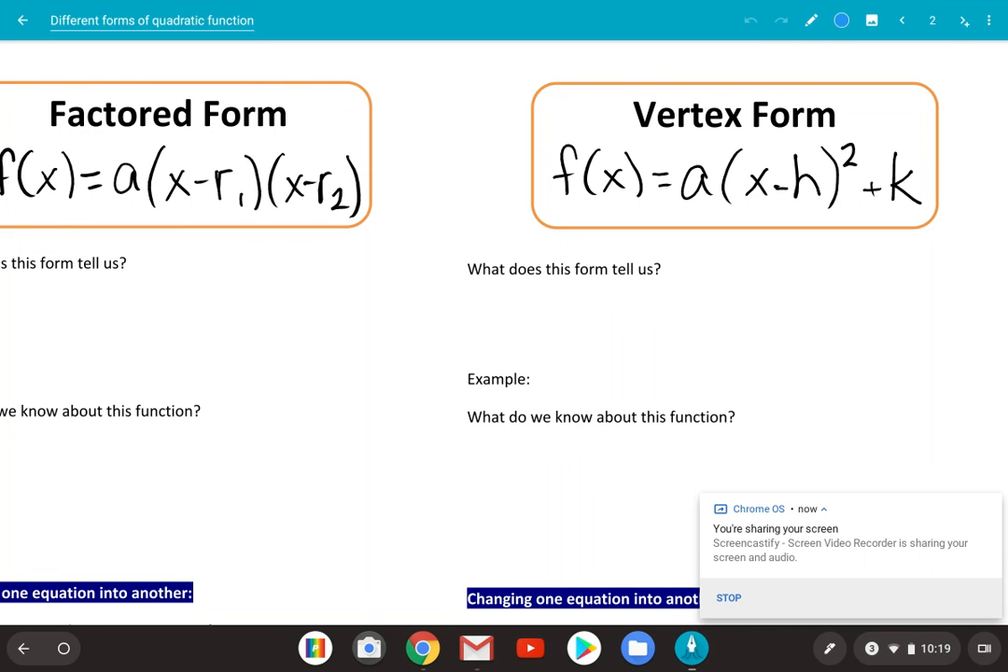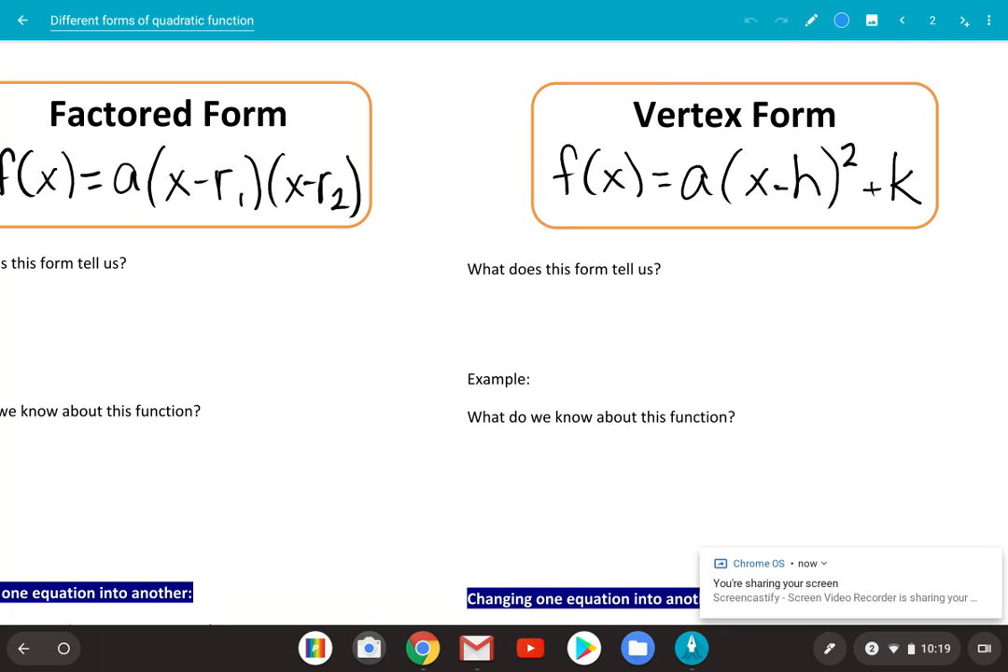Good morning, guys. This is going to be a three-part video. So this is for the different forms of the quadratic formula, or quadratic form, not formula. That's coming up later. So what we're going to do is just work on vertex form.